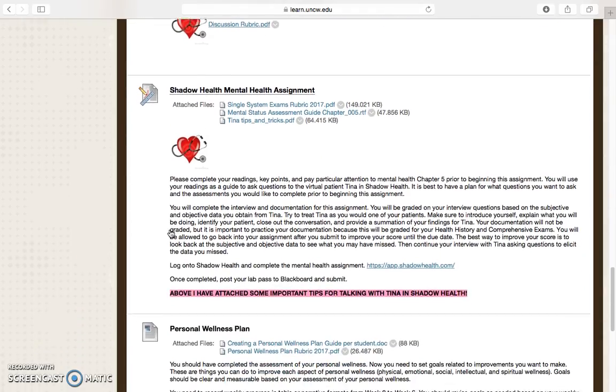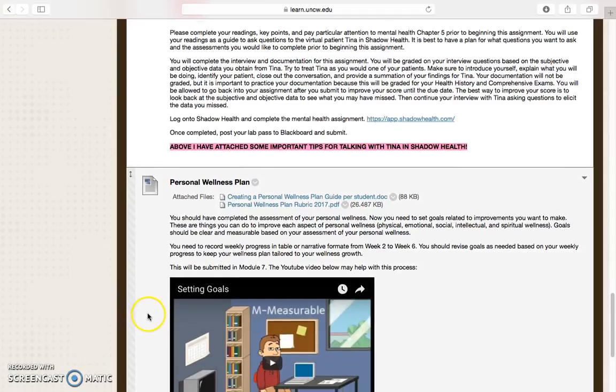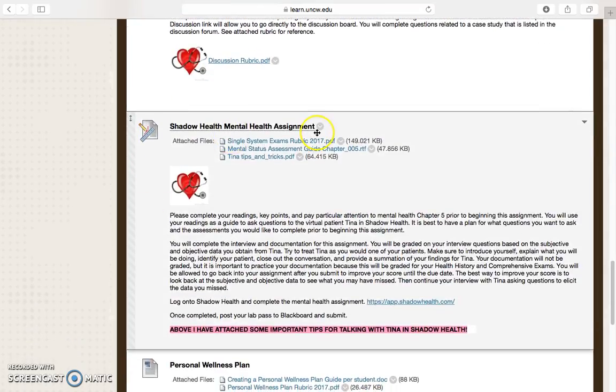And lastly, here you'll find information on your Shadow Health mental health assignment that we've reviewed a little bit, and then some information on your personal wellness plan. With regard to the Shadow Health mental health assignment, you'll find information on what a single system exam rubric looks like, so how we will be grading this mental health assignment. Then you'll also find, again, the mental status assessment guide from Chapter 5. And then I've outlined some tips and tricks here for talking with Tina in virtual health.